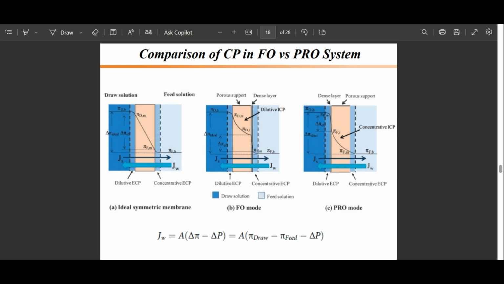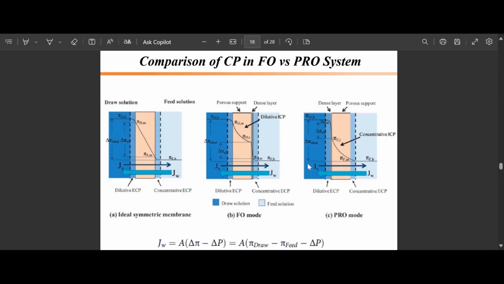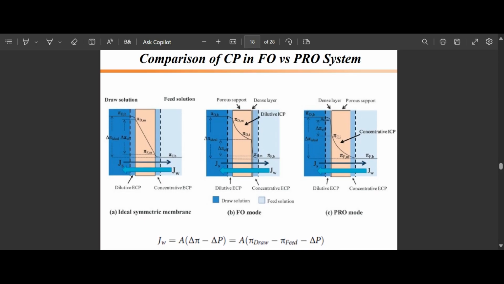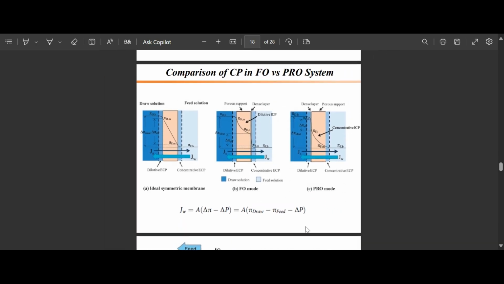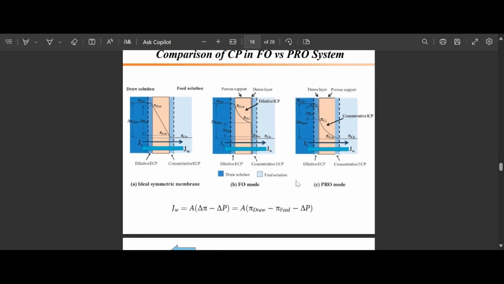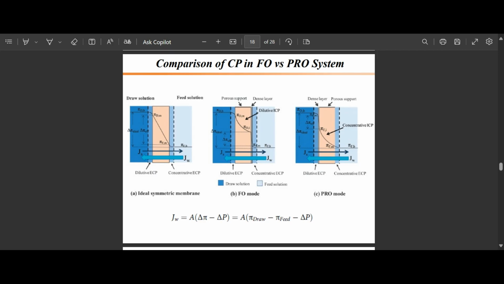Whatever we apply, FO or PRO, always the same direction of water flux and salt flux. What is the major purpose of operating the FO process? What is the main purpose of operating the FO process?